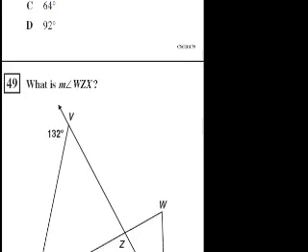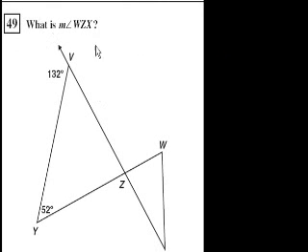Problem 49. What is the measure of angle WZX? So they want to know what this angle right here is. So let's do the angle game some more. We can immediately figure out what this angle is, because it is the supplement of 132 degrees. So this is going to be 180 minus 132, which is 48 degrees. So this one's 48. This angle plus this angle is going to be equal to this angle, right?